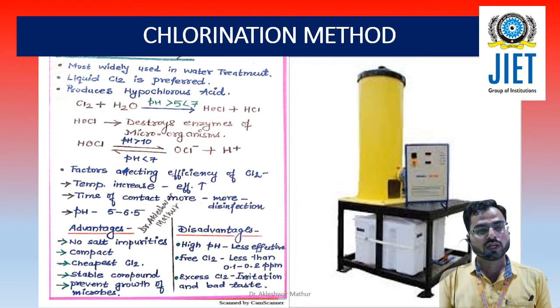The action of chlorine is shown in the chemical reactions. It produces hypochlorous acid when added to water. When the pH is between 5 to 7, the chlorine reacts with water to produce HOCl and HCl. HOCl destroys the enzymes of the microorganisms, and if the pH is greater than 7, HOCl produces OCl-, that is hypochlorite ions, and H+ ions.